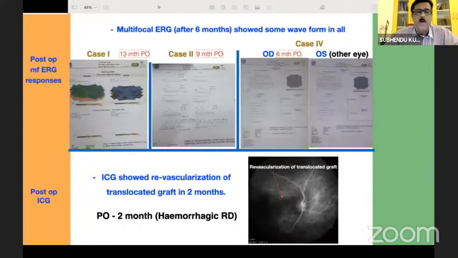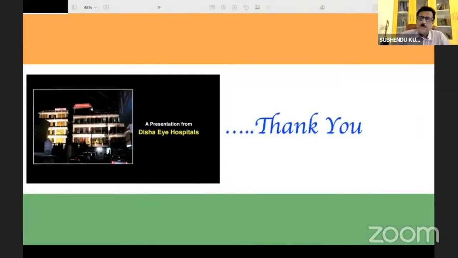And functional improvement you can judge from the multifocal ERG. Although I have not done microperimetry, the multifocal ERG showed some waves in all cases. And anatomical success: you can see the ICG showed revascularization of the translocated graft as early as 2 months. It can happen even before 1 month. Thank you.